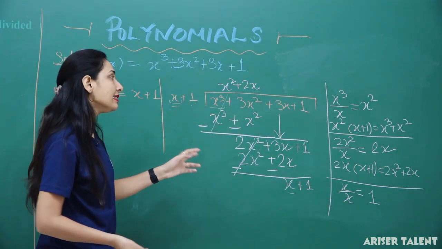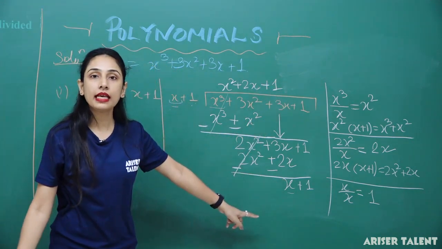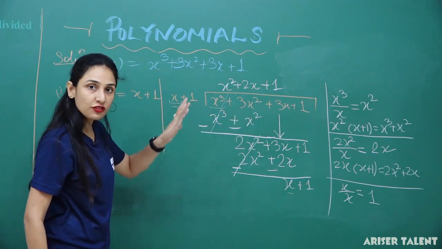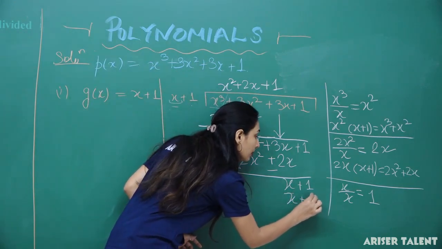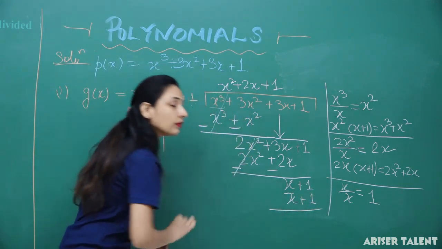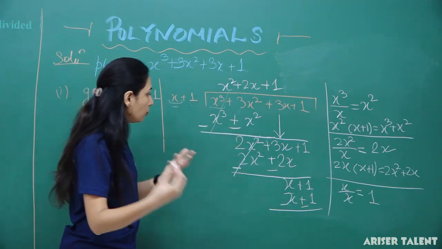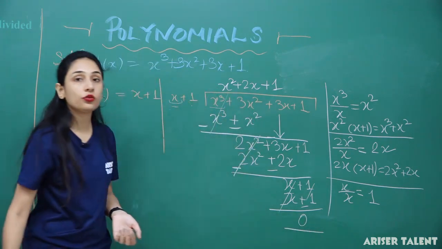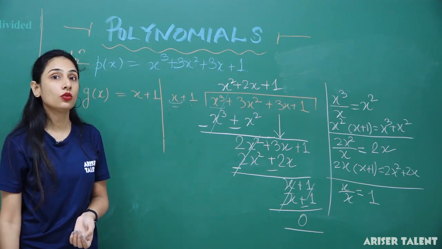In that case I'll just write plus 1 here because I'm having a plus sign there. Now multiply this 1 by this x plus 1, and this is so simple, you'll get x plus 1 only. Now change the signs, we both know that it will be cut, and the remainder will be 0.